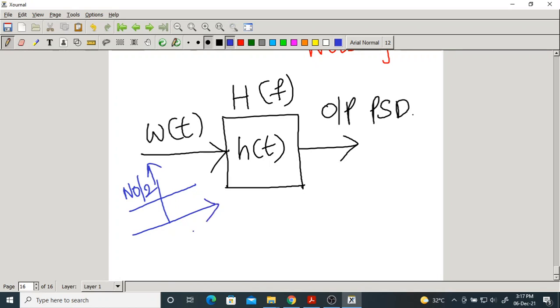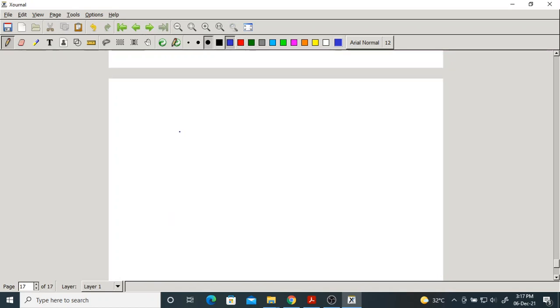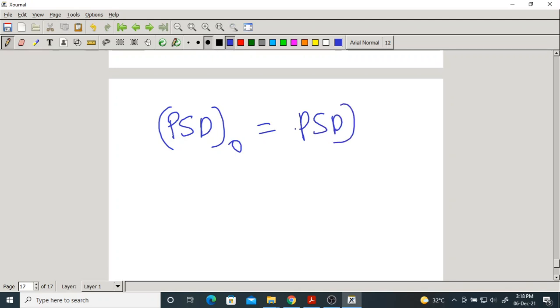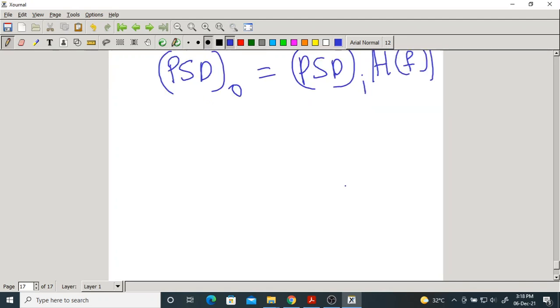N0 by 2, uniform for all frequencies. What is the output PSD? You know already. Output PSD equals input PSD into mod H of f whole square. You know these things, right? Okay. Now what is the power?